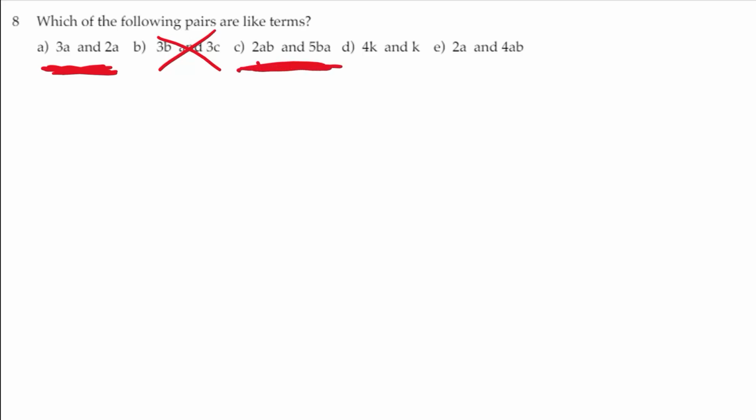For k and k, yep, like terms. Both dealing with k. Now the next one we have an a, and then we have an ab, and they are not like terms, but they've both got a, yes, but one has a b and one doesn't. So e, not like terms. So which of the following pairs are like terms? Pairs a, c, and d.